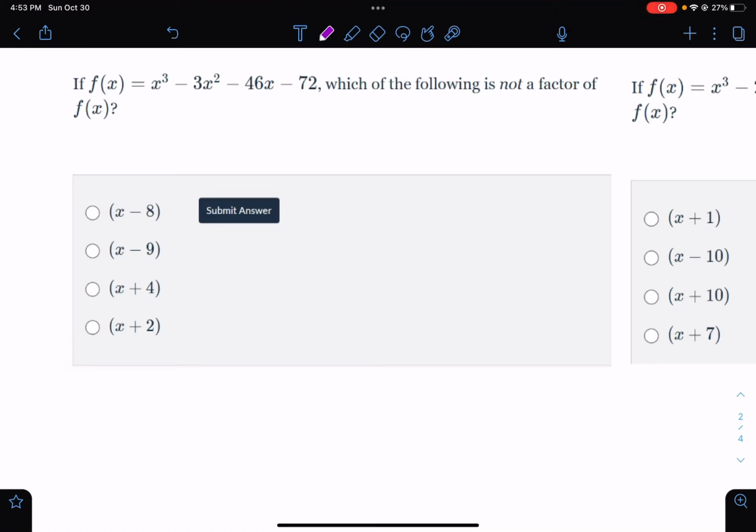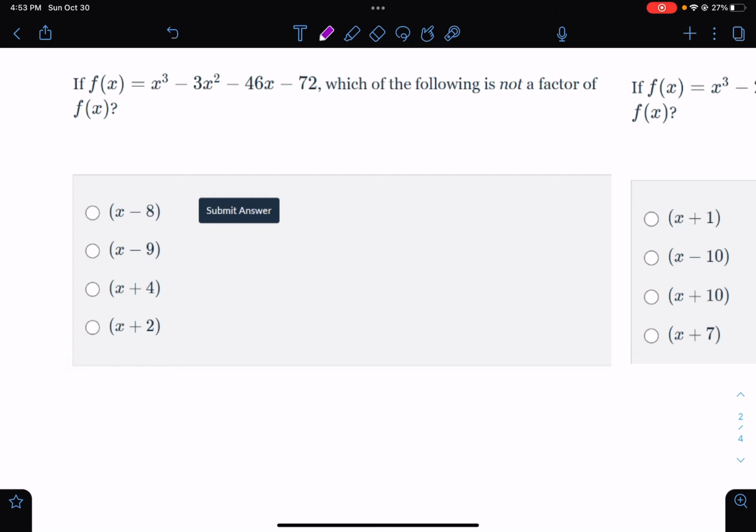All right, so we're going to go ahead and continue our notes here. The next question says, if f of x equals x cubed minus 3x squared minus 46x minus 72, which of the following is not a factor? So we learned about polynomial division, and we talked about how if something divides nicely into a polynomial and there's no remainder, that means that whatever you divided in is in fact a factor of that polynomial.